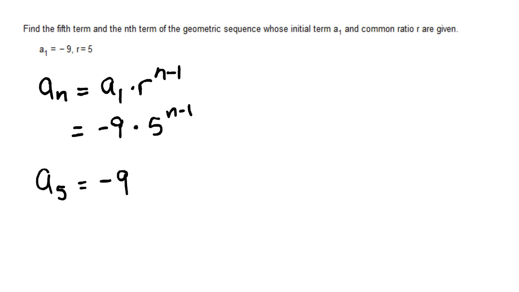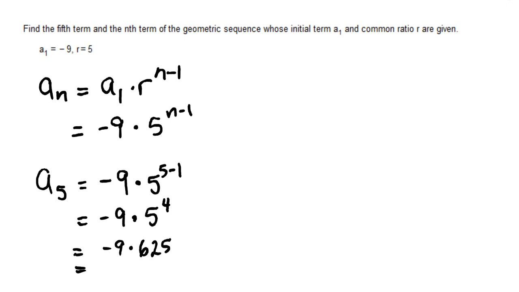And then if we want to find the 5th term of the sequence, a sub 5 is negative 9 times 5 to the 5 minus 1. That's negative 9 times 5 to the 4th power. 5 to the 4th power is 625, and times negative 9 is negative 5,625. The 5th term in the sequence is negative 5,625.